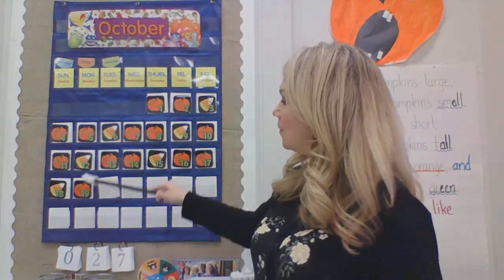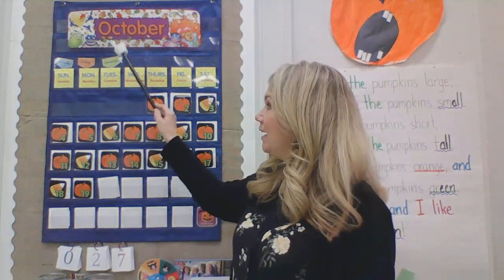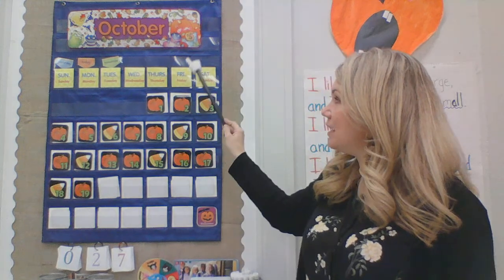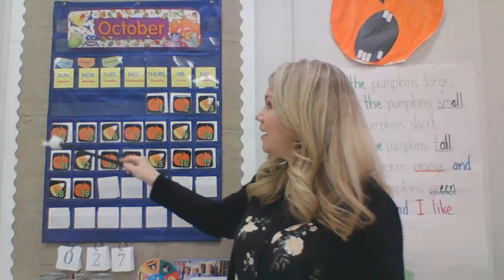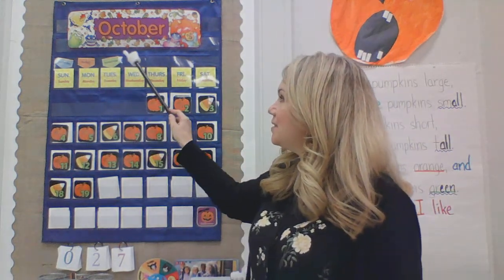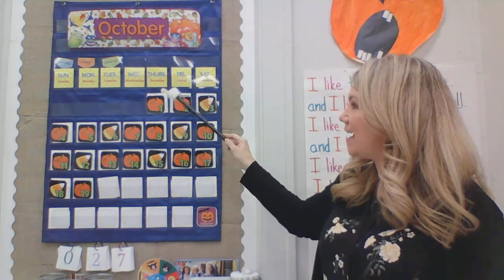So it is October 19th. It is a Monday. If today is Monday, tomorrow is Tuesday. If today is Monday, then yesterday was Sunday. Can you sing the days of the week song with me? Ready? Sunday, Monday, Tuesday, Wednesday, Thursday, Friday, Saturday. Thanks so much, my friends.